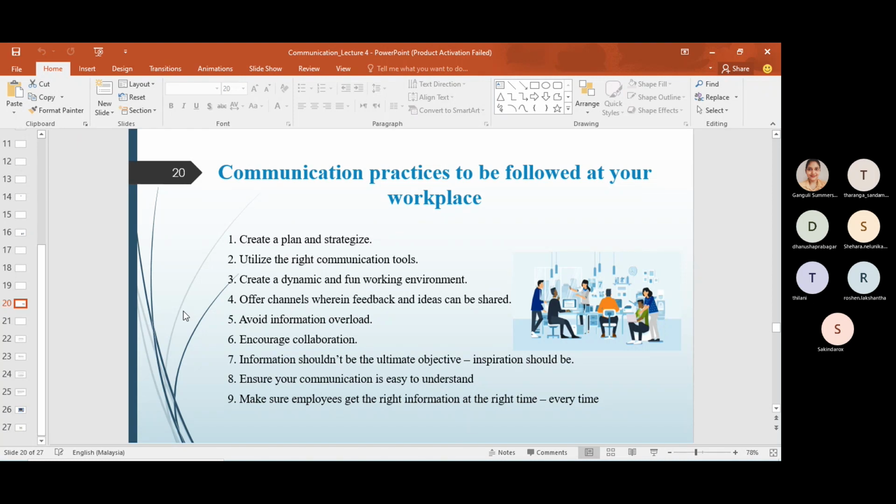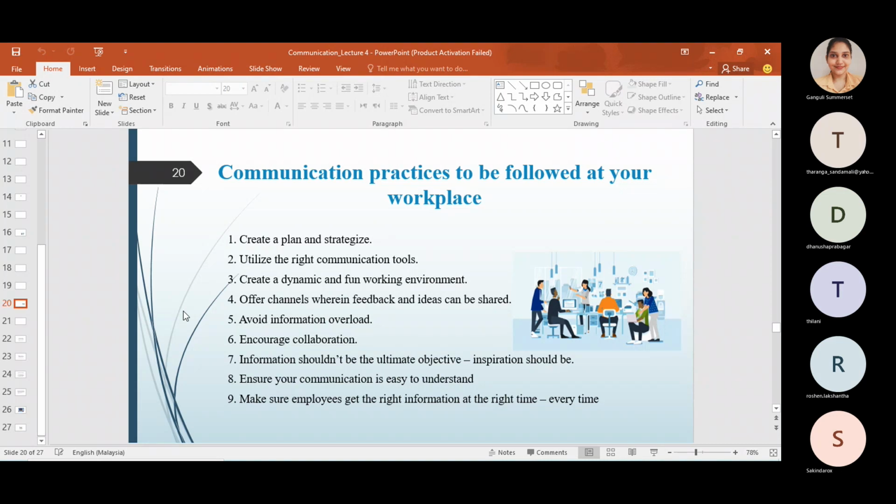Okay, so then colleagues from different departments can mingle, and they will learn how to work with different people coming from different departments and different backgrounds, right? So you have to always make sure that you encourage collaboration in your workplace.